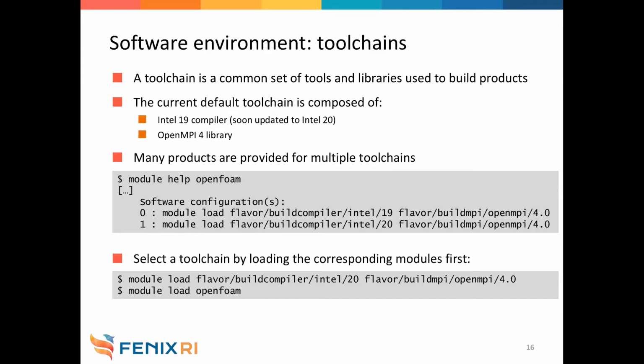If you want to take a look at the available toolchains for software, you can type module help. In this example, you can see there are two different toolchains available, one with Intel 19, one with Intel 20. To select a toolchain, you just have to use a module load command and specify the related string, and then all the tools you load after that will follow this toolchain.